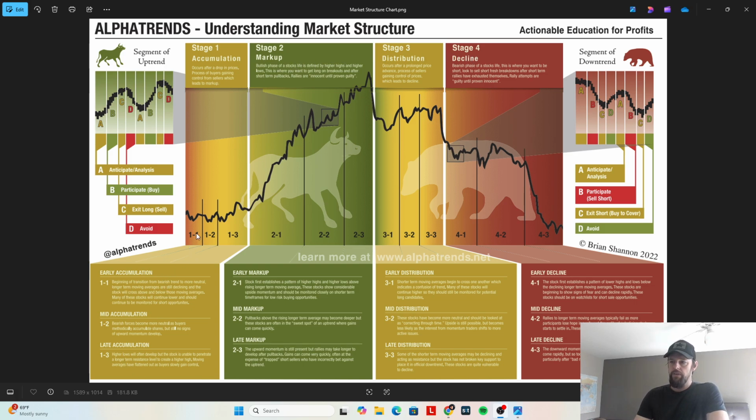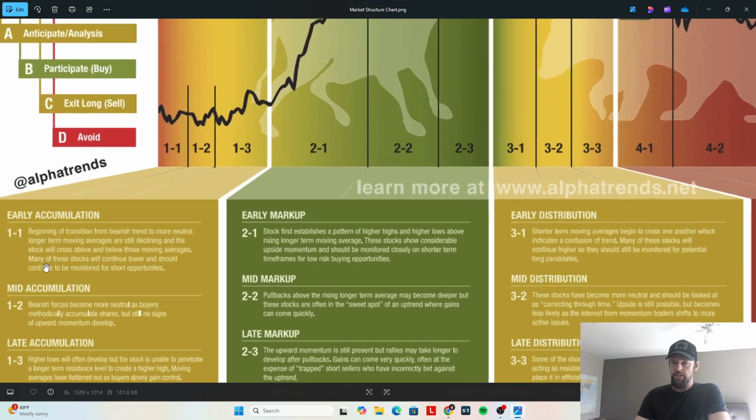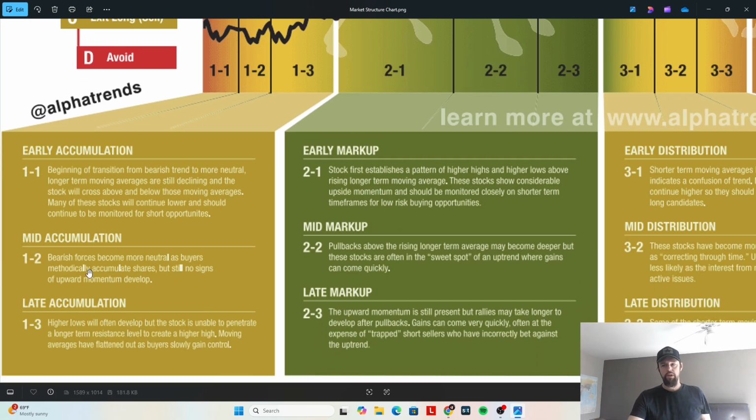If we look into this bottom part from the start, we've got 1.1, 1.2, 1.3. So just like it says, early accumulation: we've got an early, a mid, and a late accumulation. So the beginning of the transition from bearish trend to more neutral, longer moving averages still declining, and the stock, which it says stock, but you can picture that as gold price, forex price, metals, cryptocurrency. Just think of all the different assets that you probably trade. This isn't just for stocks. This is for everything. As it says there, longer term moving averages are still declining.